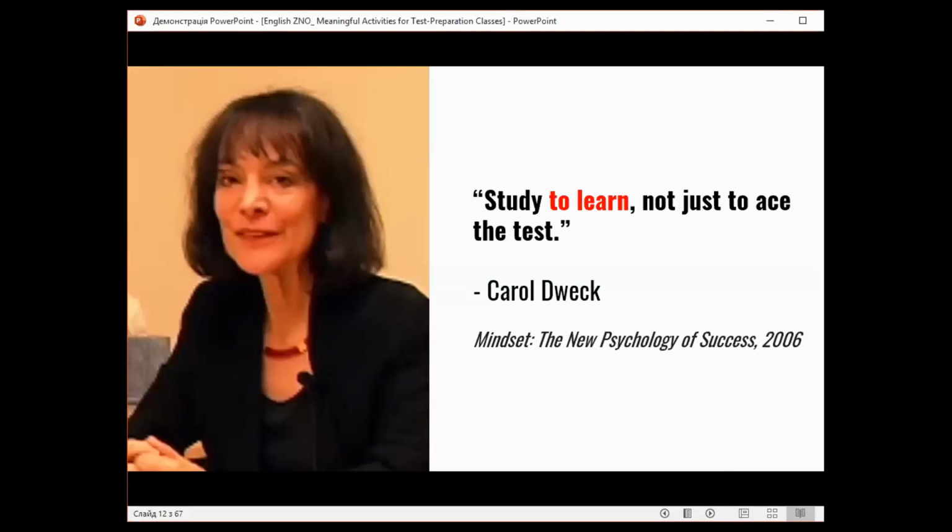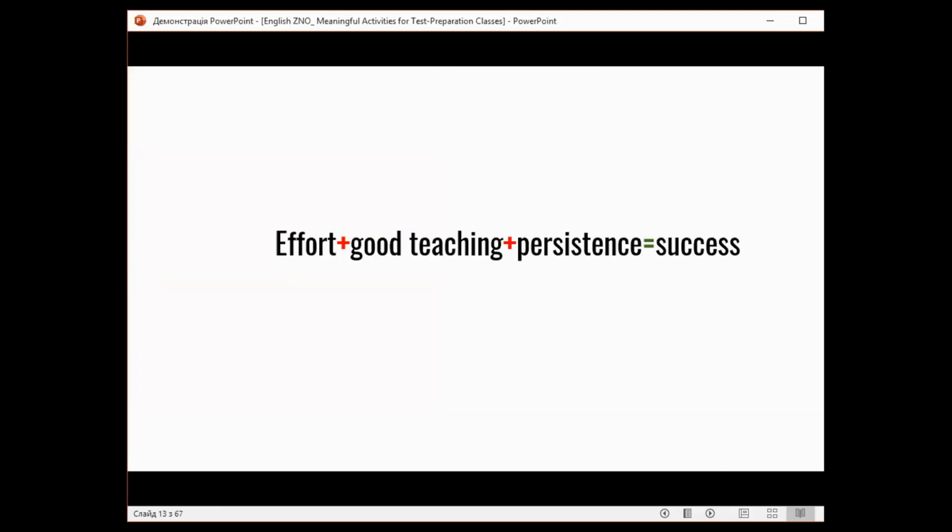So study to learn, not just to ace the test. And this is actually a quote said by a famous American psychologist, Carol Dweck. She's also a professor of psychology at Stanford University, and she's doing research on growth mindset. So why I decided to tell you about this, I think it's very important: before the exam, many students don't feel very confident. Yeah, they have low self-esteem.